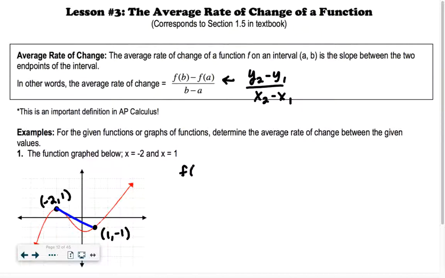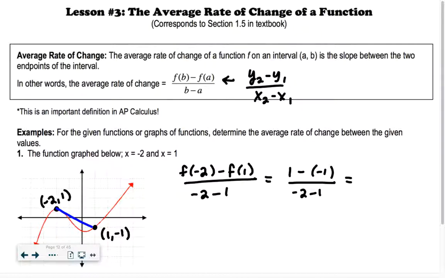So if we did f of -2 minus f of 1 all over -2 minus 1, f of -2 is the number 1. f of 1 is -1, all over -2 minus 1. So we get 1 minus a -1 on top, which is 2 over -3. So our answer is -2/3.